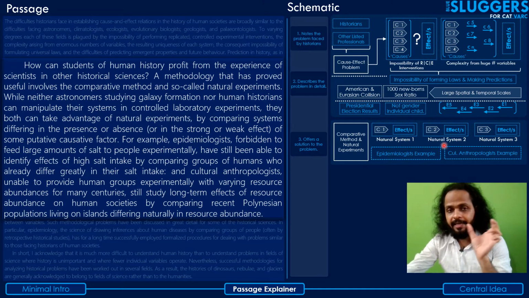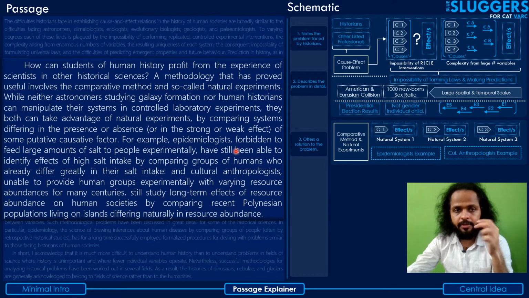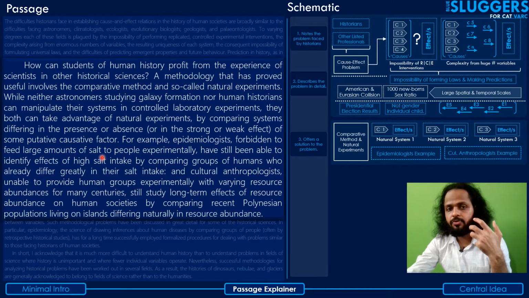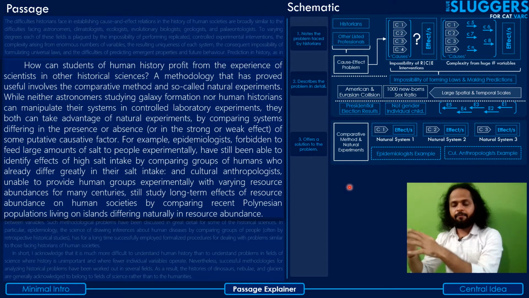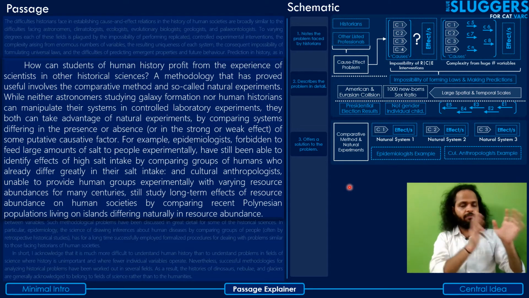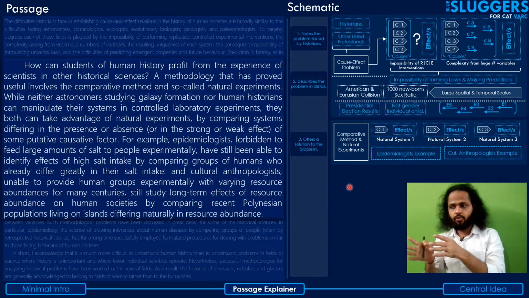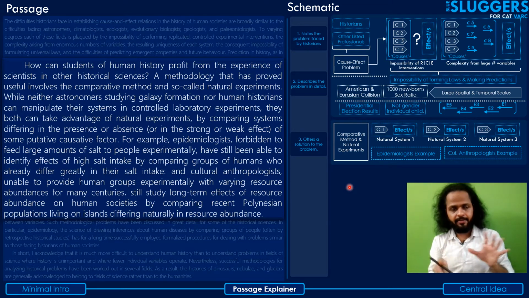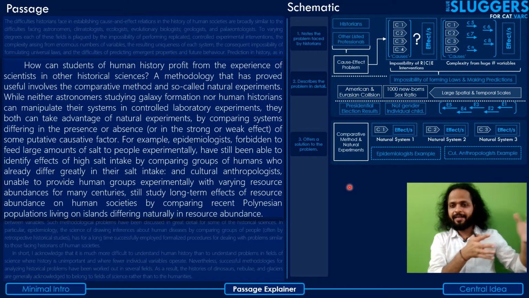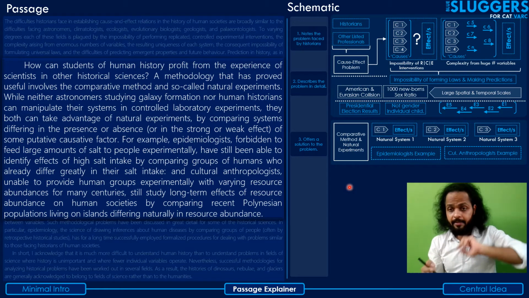And he gives the example of epidemiologists who wanted to study the effect of large amounts of salt on people. Obviously, they cannot have two groups of people and feed one group large amounts of salt and the other group less salt, because there will be ethical problems there, right? You cannot play around with the health of people just for your experiments. So they can't do that.